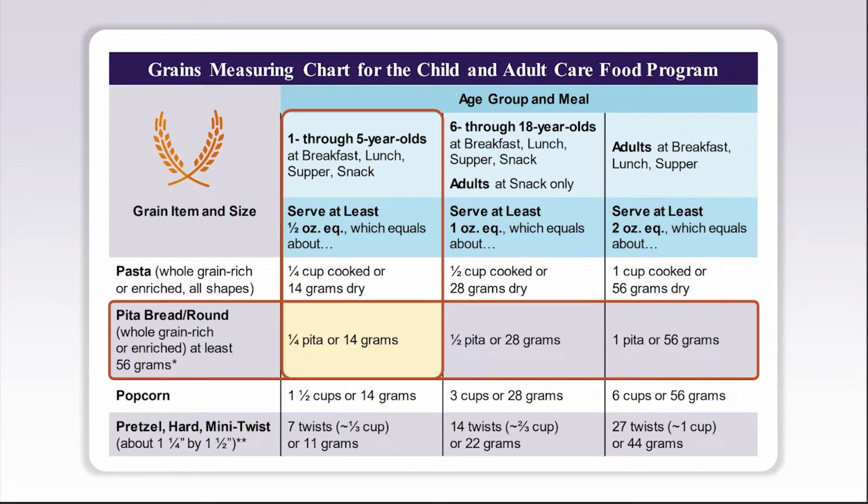Our last step was to find the age of our participants and the meal. We are serving 3-year-olds at lunch, so we would choose the 1 through 5-year-olds column. We follow the 1 through 5-year-olds column down to the pita bread/round row. If you look at where the 1 through 5-year-olds column meets the pita bread/round row, it tells us that we need to serve 1/4 of the pita bread round to meet the minimum amount of grains required for this age group.